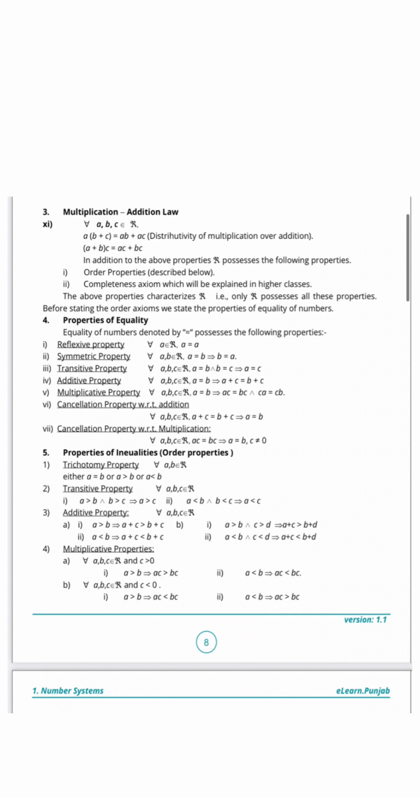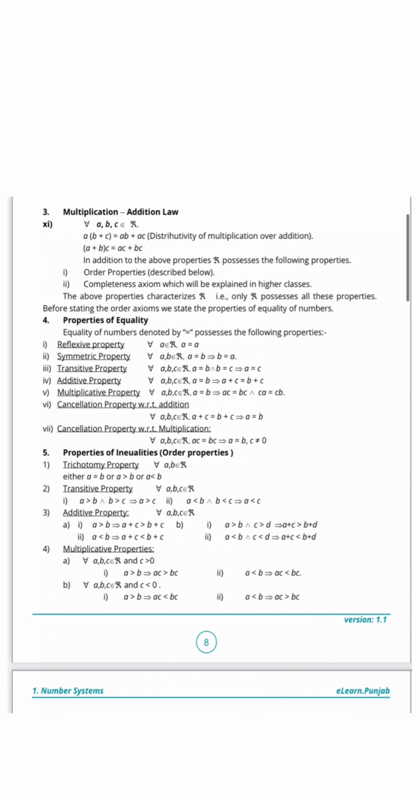That is, cancellation means giving the original thing back. That is why a equals b, where c is not equal to 0. It is a similar case for the cancellation property with reference to multiplication and addition. Then you now have the inequality properties.